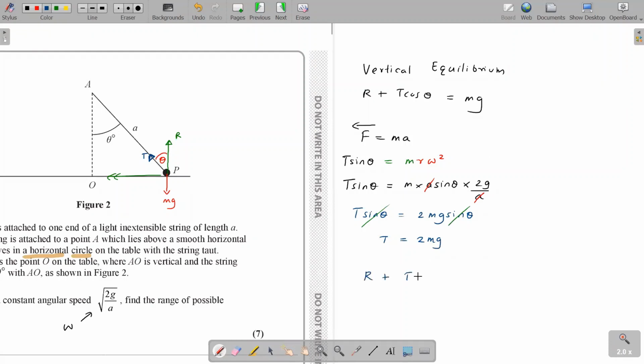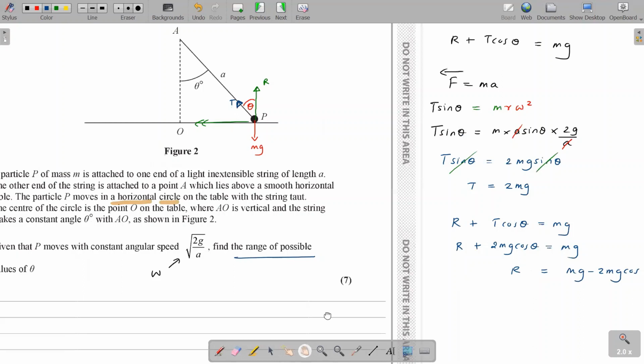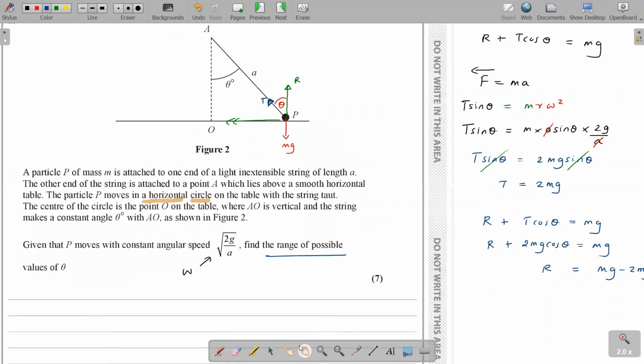Okay, so now input the tension value into the first equation. R plus T cos theta equals mg. Replace T: R plus 2mg cos theta equals mg. So I get here R equals mg minus 2mg cos theta. I'll make R the subject because they are asking you to find the range of possible values of theta, right? They're asking you to find the range of possible values of theta.